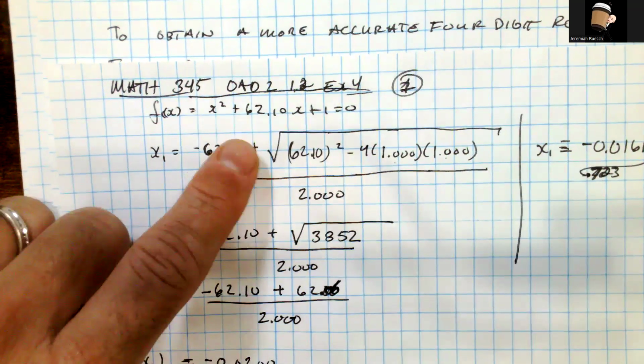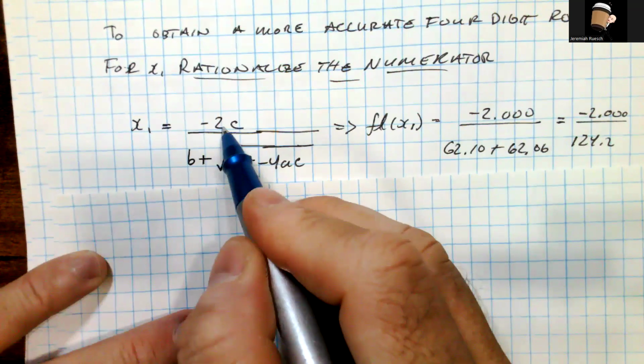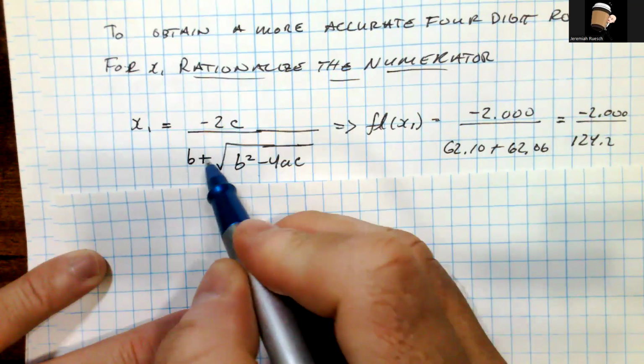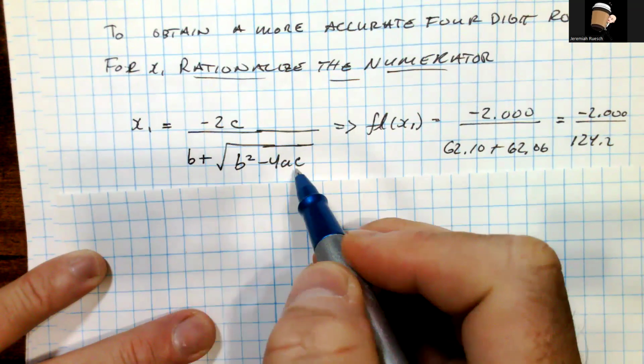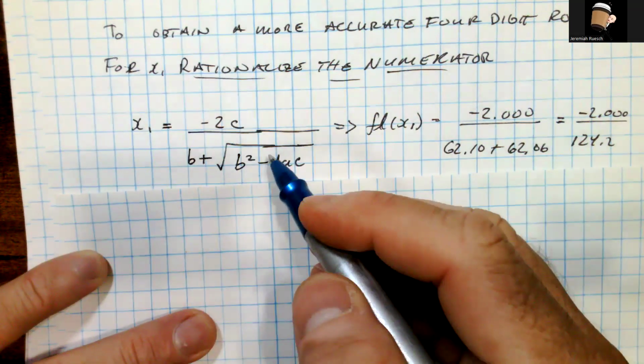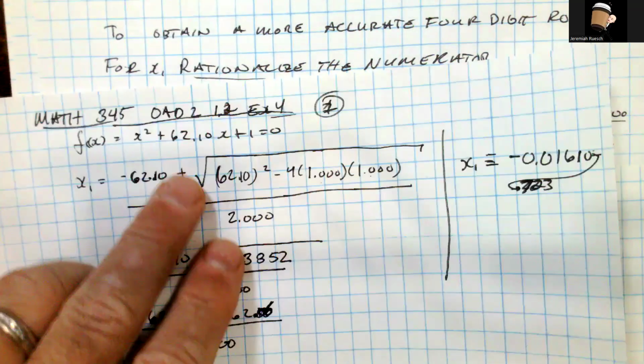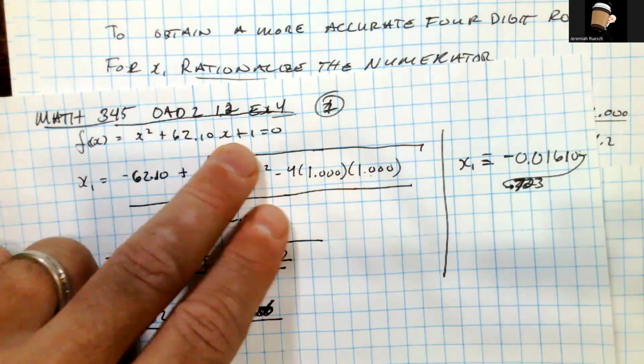You're going to get a difference of squares on top, which is what is really nice about it, and everything cancels out. And then downstairs, you're going to get negative 2c over b plus the square root of b squared minus 4ac. And so we're going to plug in our values from our f of x here, which, just as a reminder, are 1, 62.10, and 1 again.